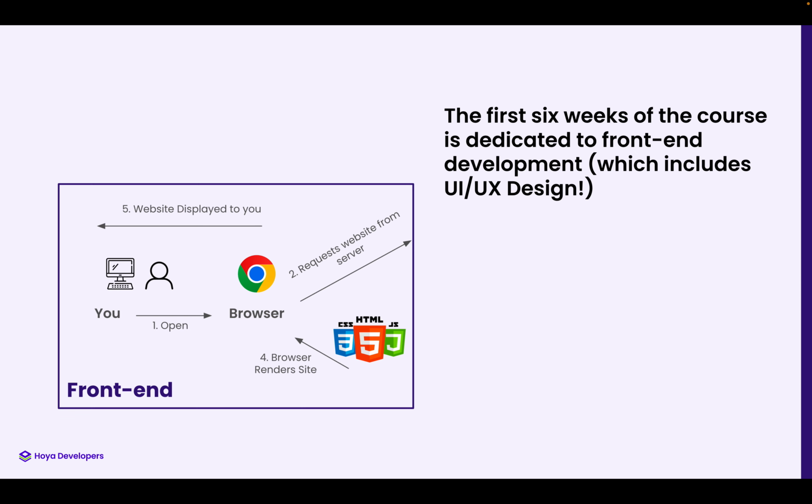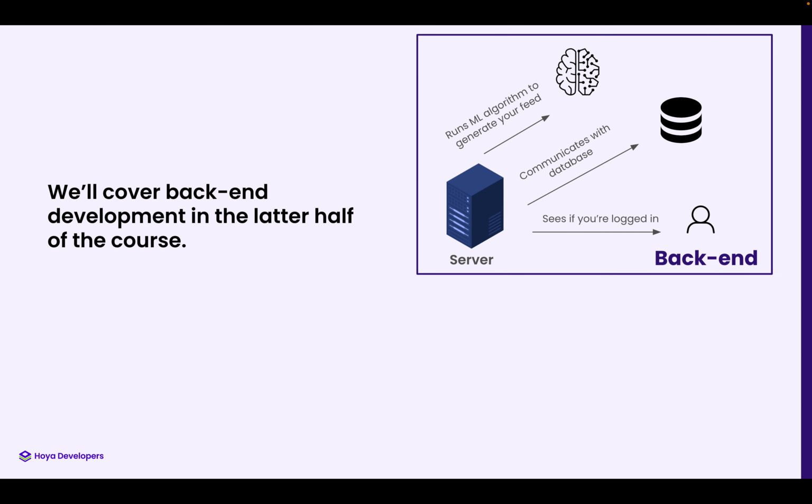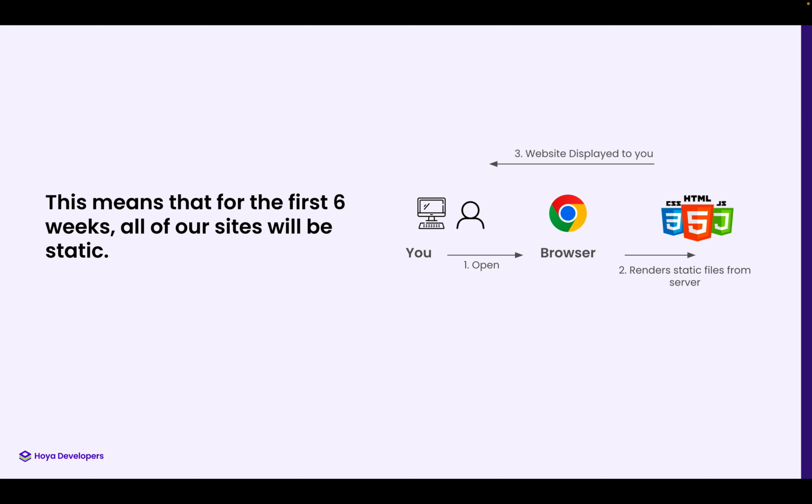And so the way we've structured Bootcamp is that the first 6 weeks of the course is only going to be in front-end development, which, as we mentioned this past week, has been UI UX design. And then later on in the course, we'll cover some of the basic back-end stuff. So talking about servers, talking about databases, how to run functions on a server, to not just return the same content every time. And because the first 6 weeks are only front-end, all of the sites that we're going to build are static sites.